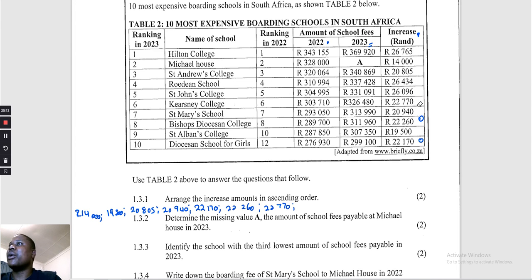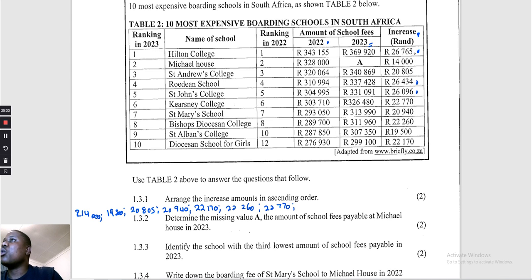Now our question, do we have 23,000? No, we don't have 23,000. Do we have 24,000? No, we don't have 24. Do we have 25? No. Do we have 26? Yes, we have 26 here. We have 26. We have 26. Yes, we have this 326.